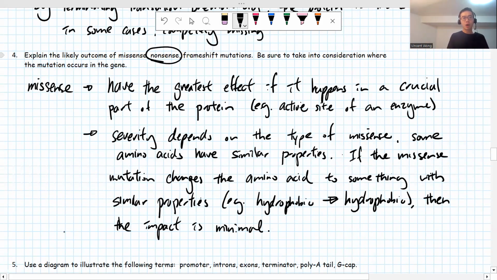All right, we talked about nonsense already earlier. I don't think I'm going to write it out. I'll verbally tell you again. Nonsense, it depends on where it happens. If it happens at the beginning, it's the worst. If it happens at the end, it's probably okay. That one's easy to understand. Frame shift. Let's quickly talk about frame shift.